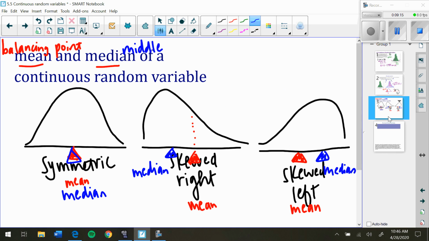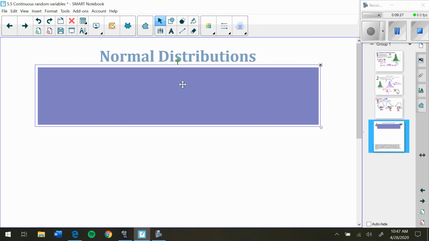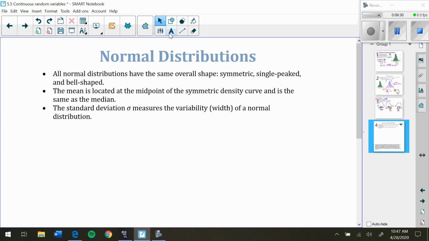Last thing I want to talk about is something called a normal distribution, which we've actually seen now twice in my little drawings. But a normal distribution, or let's go for the definition first and then we will draw one out, have the same overall shape. They are symmetric, they are single-peaked, and they are bell-shaped. Okay, that sounds familiar.